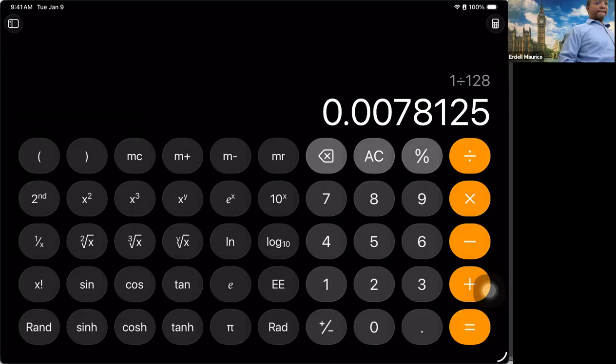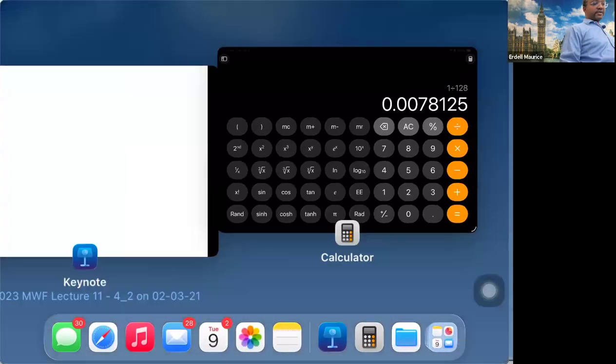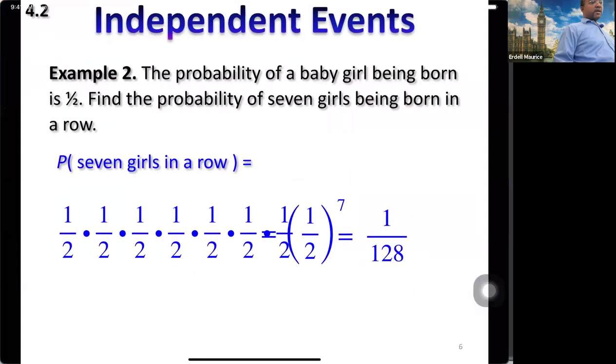Questions there? 1 out of 128 chance of that happening. Questions there?